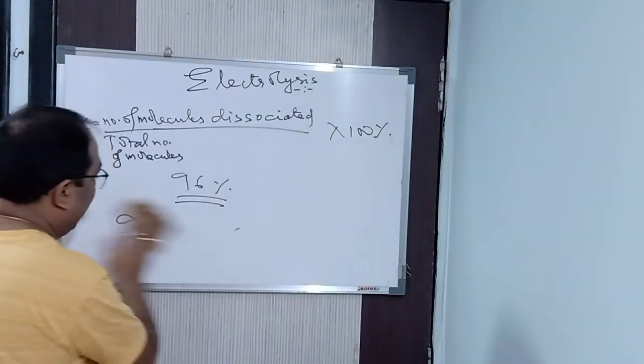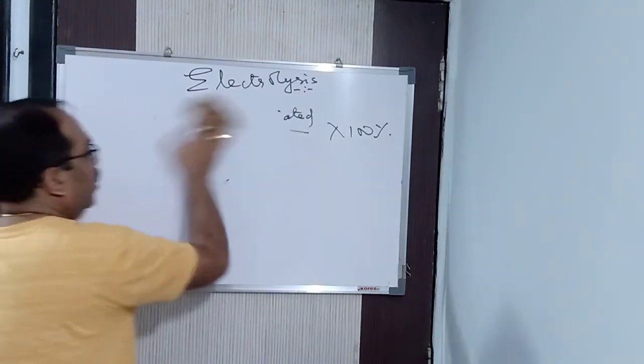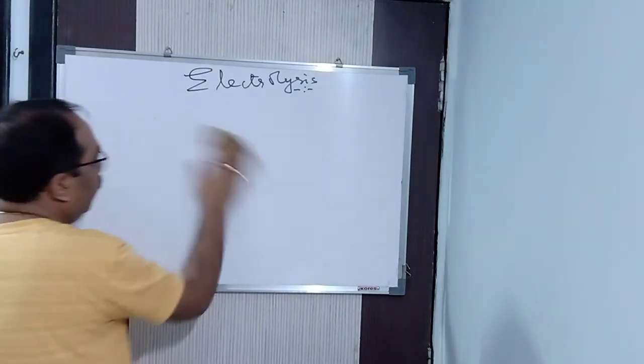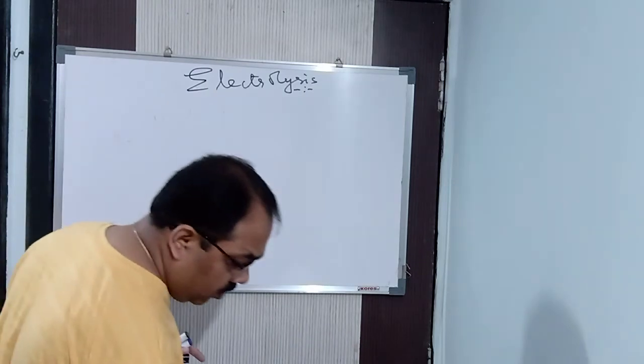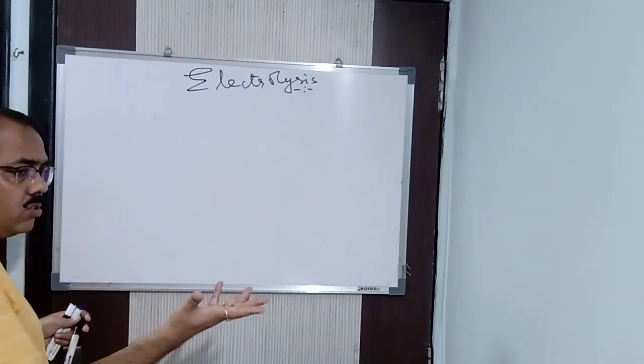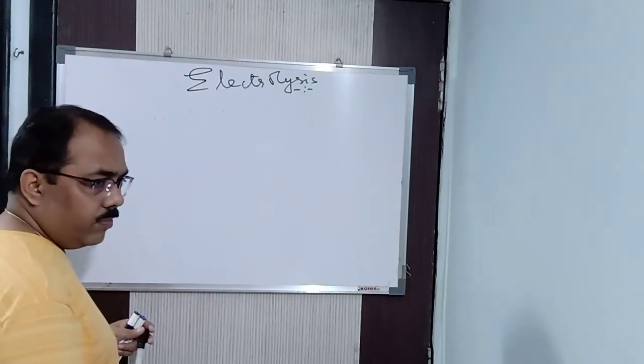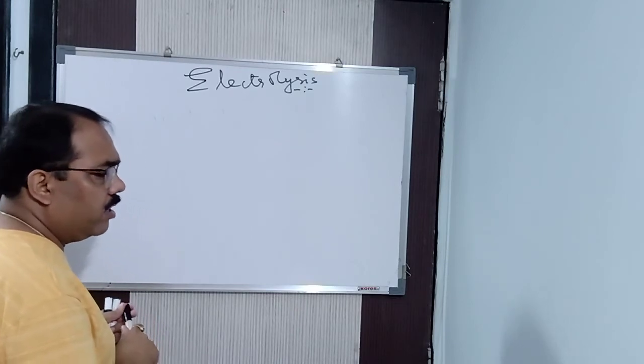Now, practically, how will you know? First, we need to do the practical, isn't it? Suppose I have given you a substance, and it is also colorless like water. How do we know that it is a strong electrolyte, or weak, or non-electrolyte?